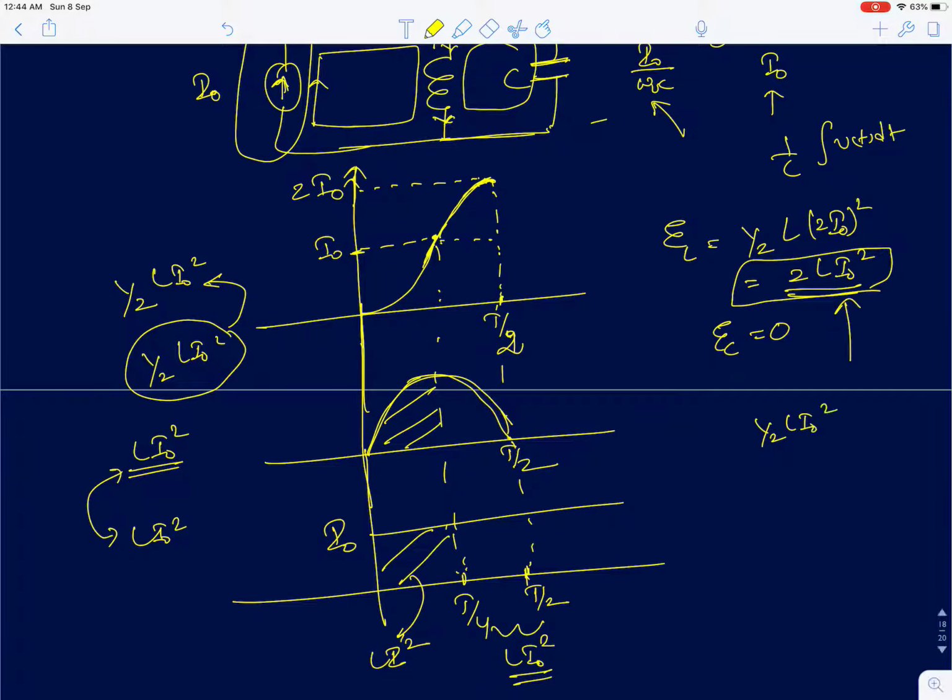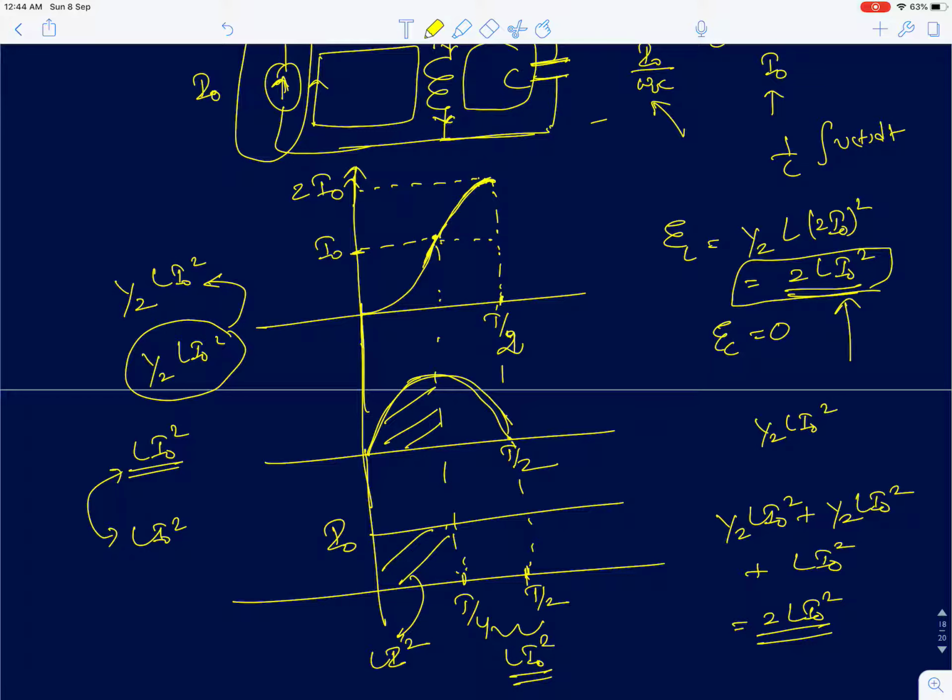So the total energy stored in the inductor is 2 L I naught squared. Initially, at t equal to T by 4, the energy stored in the inductor was half L I naught squared. Now the capacitor, at t equal to T by 2, is going to add half L I naught squared, and the current source is delivering L I naught squared to it. So totally the energy comes to 2 L I naught squared.